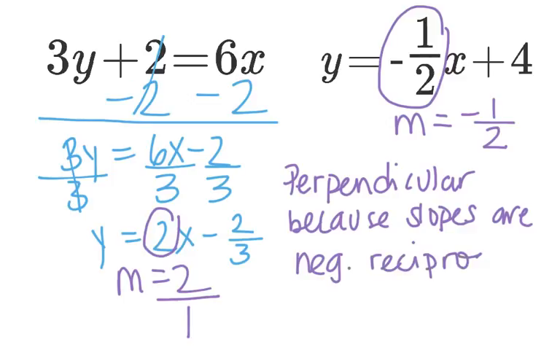So those are two of the scenarios that can happen. If you were to get slopes that were not the same and were not negative reciprocals, then you would say that the two lines were neither parallel nor perpendicular.